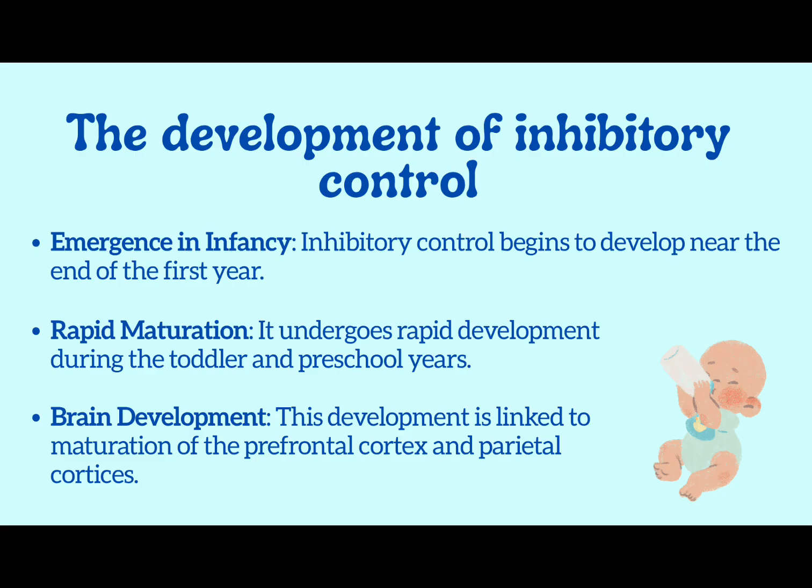This growth is closely tied to brain development, especially in areas like the prefrontal cortex, which is responsible for higher-level thinking and self-regulation, and the parietal cortices, which help with attention and processing sensory information. Altogether, these brain changes support the child's growing ability to manage their behavior, focus their attention, and control their responses.